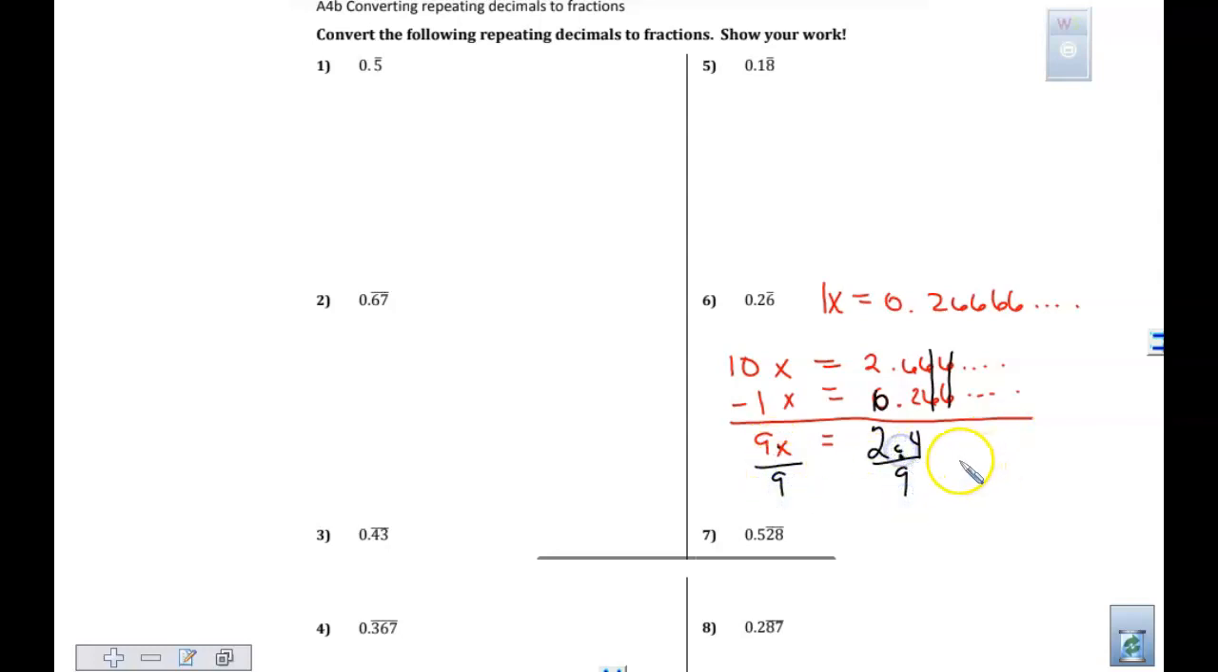9 times x means we're going to divide both sides by 9. But we cannot have a decimal as part of our fraction. So this is 9.0, this is 2.4, meaning we're going to multiply them both by 10, and our final answer would be 24 over 90.